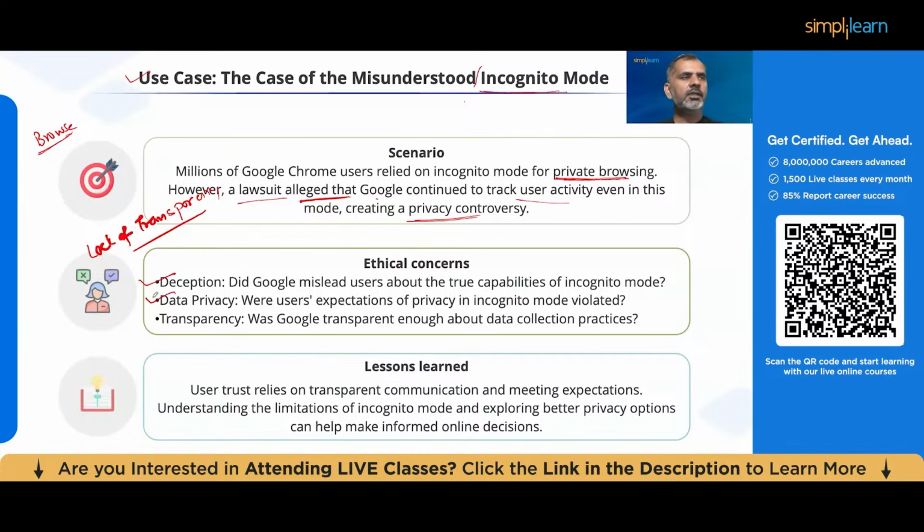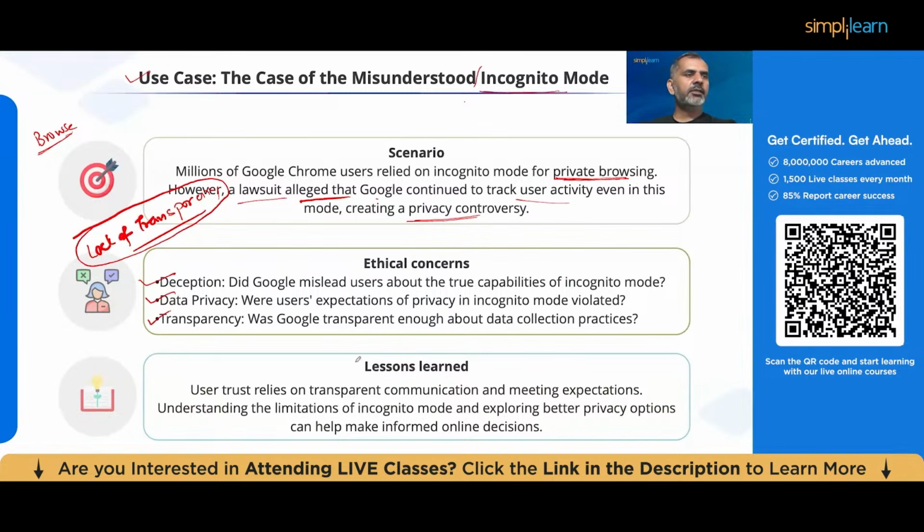Now, data privacy. The users were expecting that their information is completely private in the incognito mode, but it is violated because Google was tracking the user activities. And in that process, you can say Google's transparency was not good enough for data collection practices. That means it was lacking in transparency, guys.